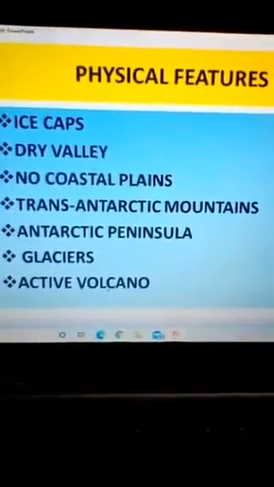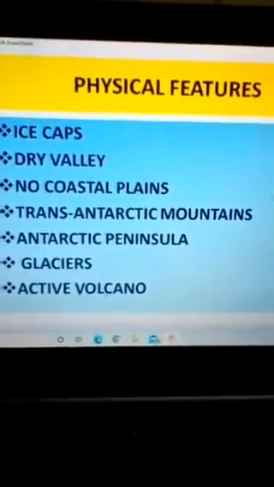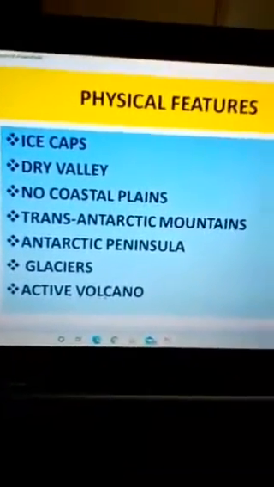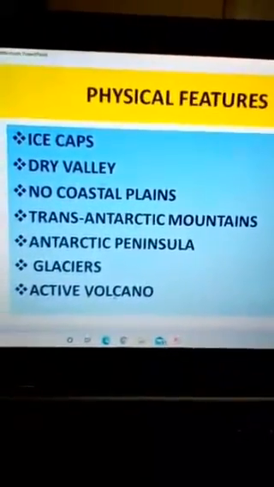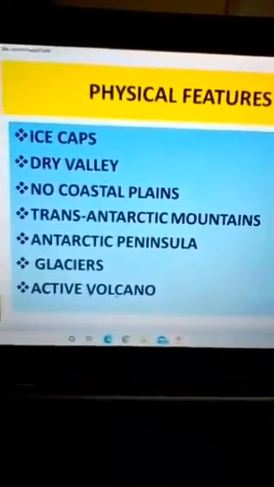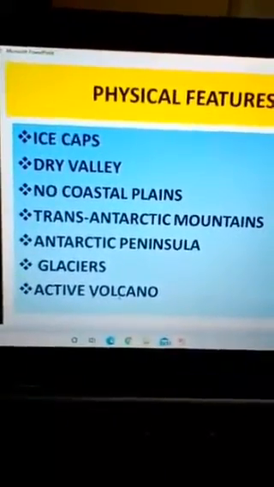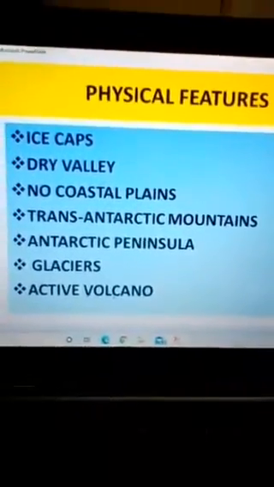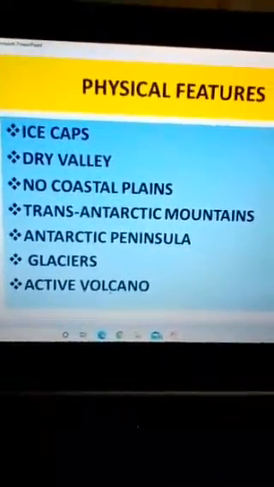As we all know, 99% of the continent Antarctica remains permanently covered with ice. So, ice caps are a major physical feature of Antarctica. And Antarctica would be the smallest continent if it did not have an ice cap.